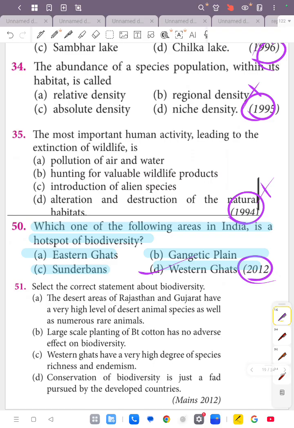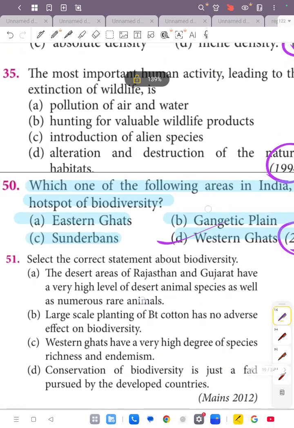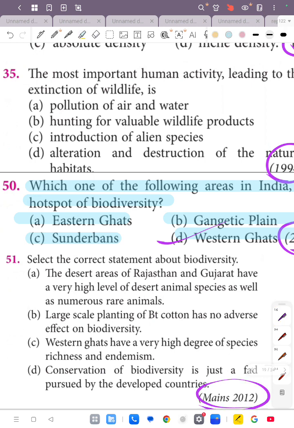India anyway has 3 major biodiversity hotspots, and what are they? They are the Indo-Burma region, the Western Ghats, in that Sri Lanka portion, and the Himalayan stretch, the Himalayan range basically. Alright, now another question. This is from Mains 2012, as you all can see. Now let's solve the question.